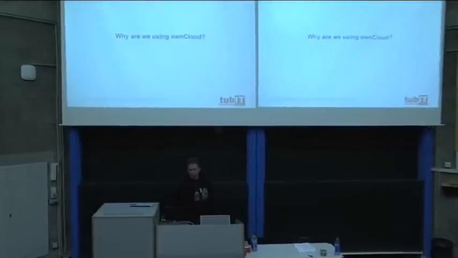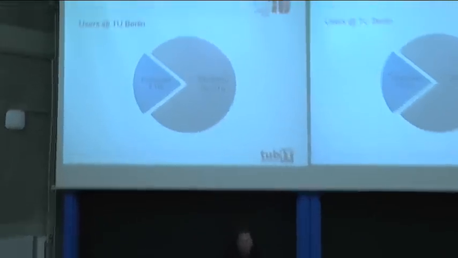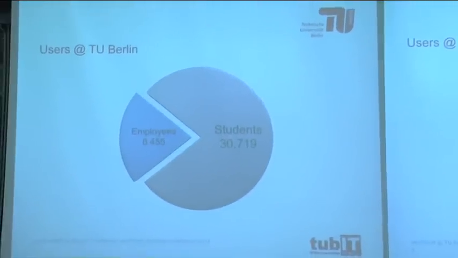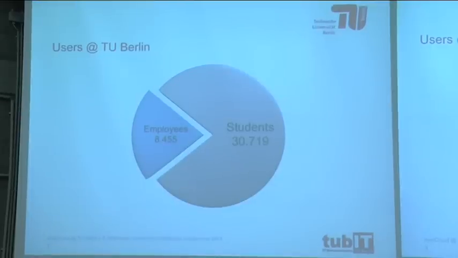Looking at the TU Berlin, we have about 30,700 students. These are numbers you can find on the TU webpage. And we have 8,500 employees. So my users I have to provide with services are like a small city. I have to provide them with basic services. What are these basic services?